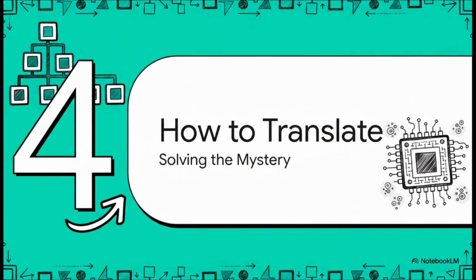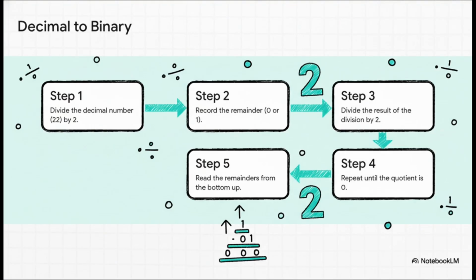Okay, let's put all these pieces together and finally solve our puzzle from the beginning. How do we actually translate our number, 22, into the computer's language, 10110? So there's no real magic to this translation. It's actually a pretty simple mechanical process. All you do is keep dividing your number by 2, and you just write down the remainder each time. It's going to be a 0 or a 1. And you just keep doing that until you can't divide anymore.